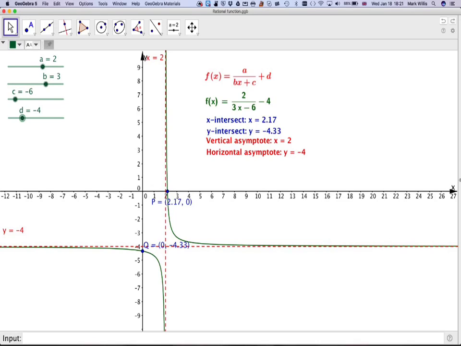So this has been a video to show you how to find the asymptotes of a rational function and where they cut the axes, and then perhaps using that to sketch the graph.